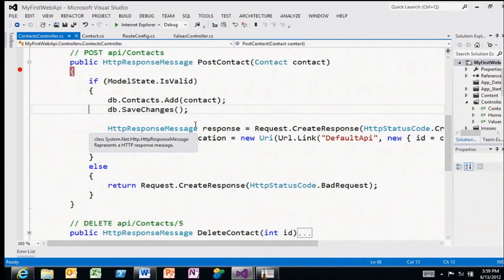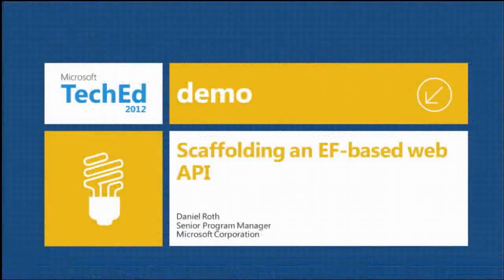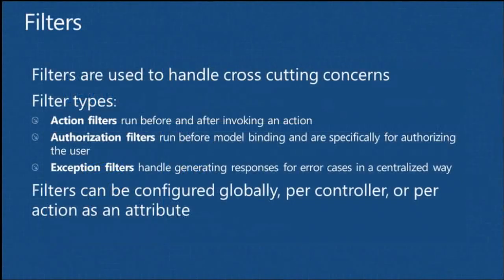Let's go back to this. All right. What about cross-cutting concerns? Like take that validation code that I had. If model state is valid, then do my action. Why do I have to write that in every single action? Why can't I just pull that out and do it in a cross-cutting way? You can. You can do that using filters.